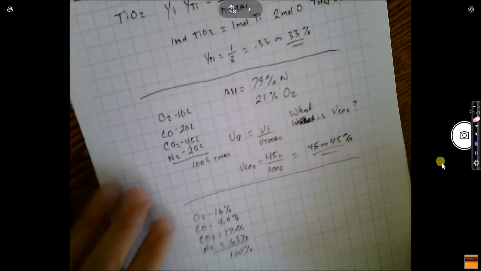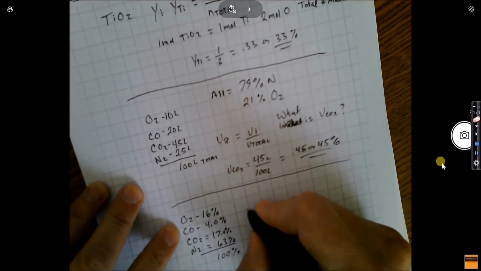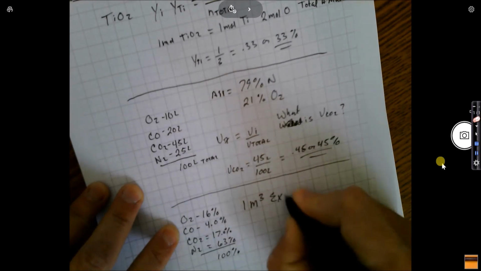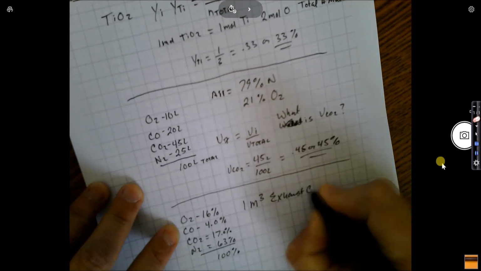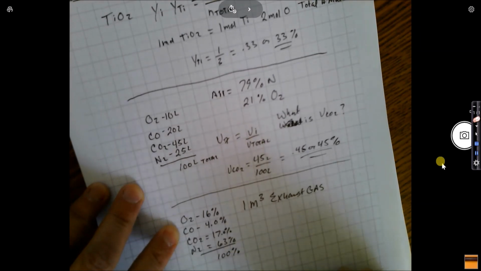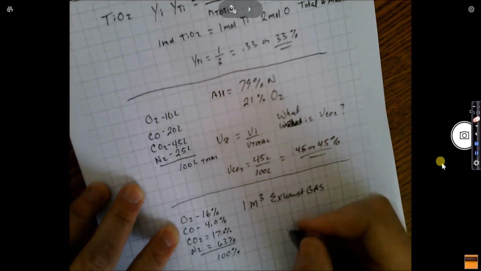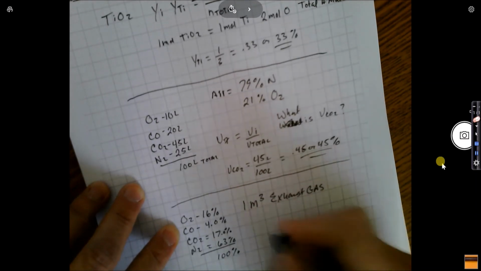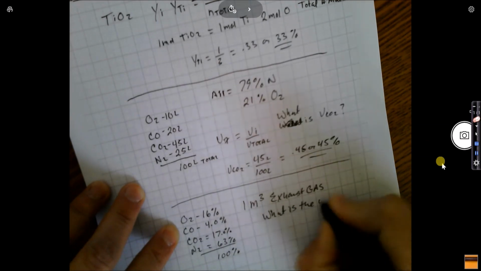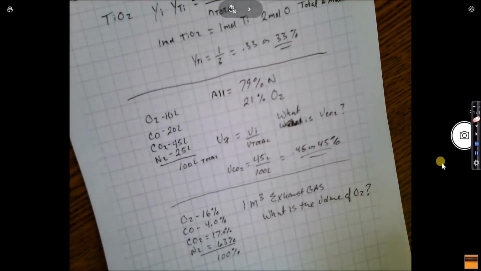But anyway, let's say we have a 1 cubic meter exhaust gas, and it has this composition, okay? And we want to know what is the volume of CO2 in this. Well, let's pick another one. I think we picked CO2 that time. What is the volume of O2?